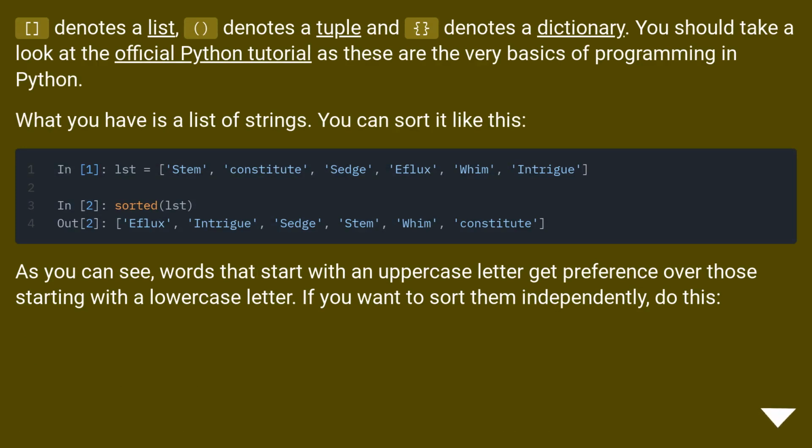Denotes a list, denotes a tuple, and denotes a dictionary. You should take a look at the official Python tutorial, as these are the very basics of programming in Python. What you have is a list of strings. You can sort it like this.